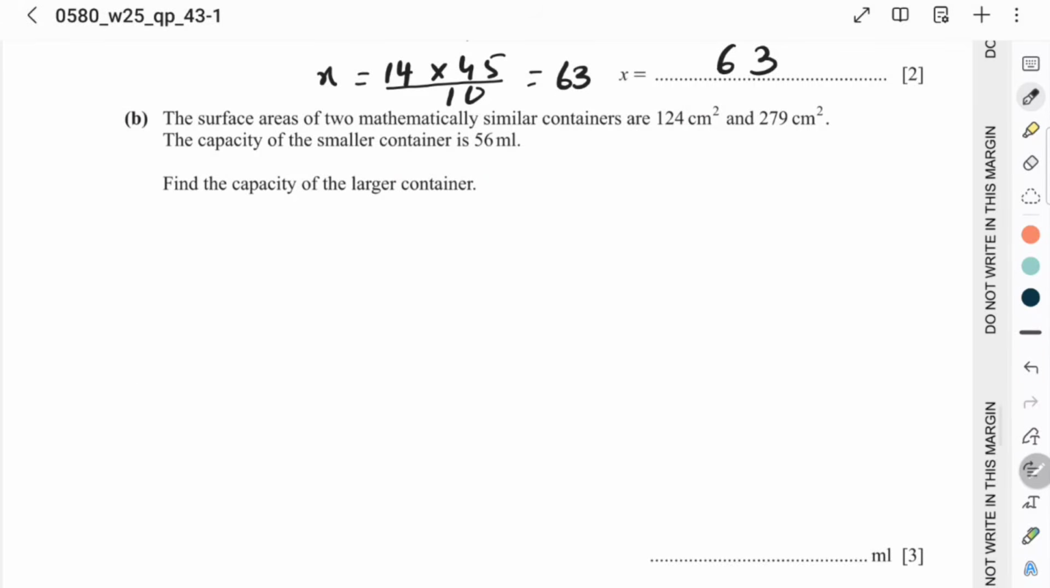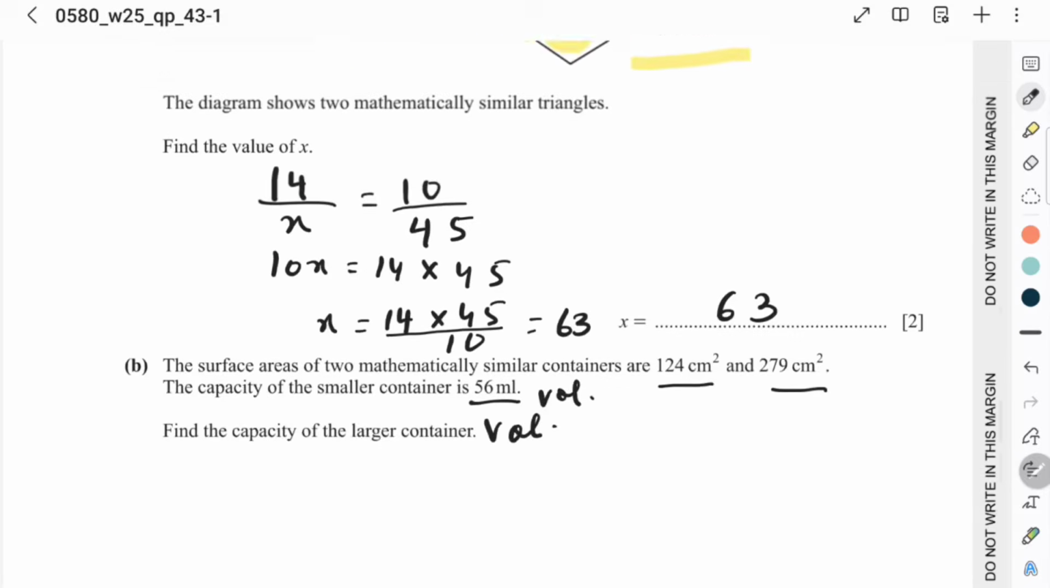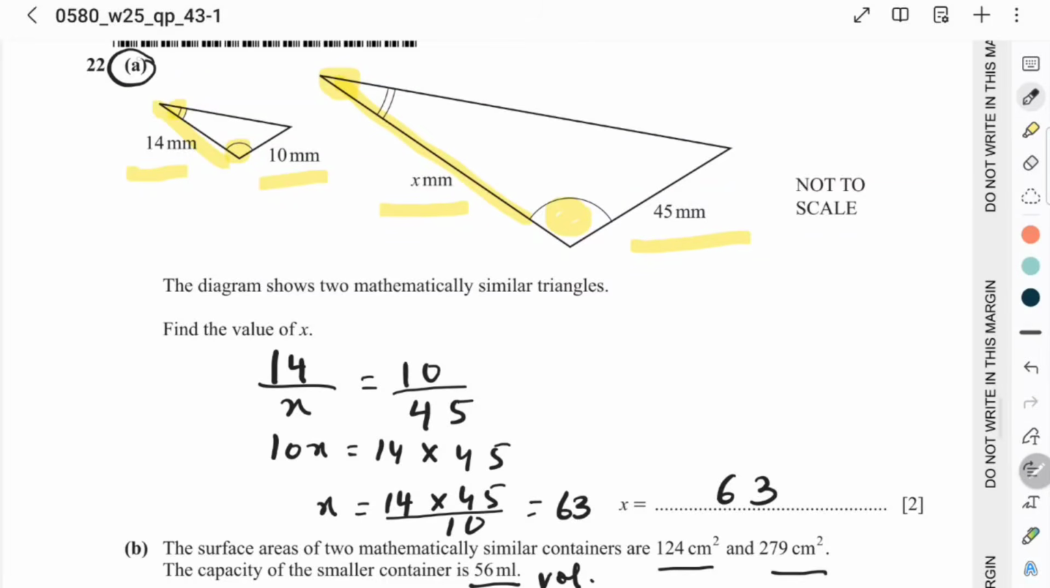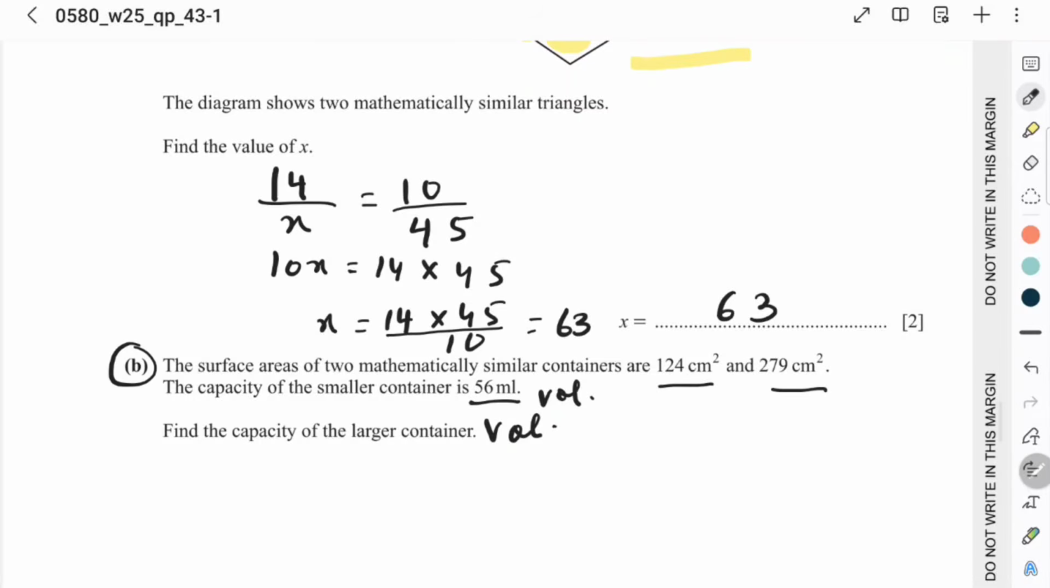The surface area of the two similar containers, 124 square centimeter and 279. So this is the area given. The capacity of the smaller container is 56. This is the volume. Okay, find the capacity of the larger container. So remember, your sides are not there. They are completely different question. They are not the part of A.